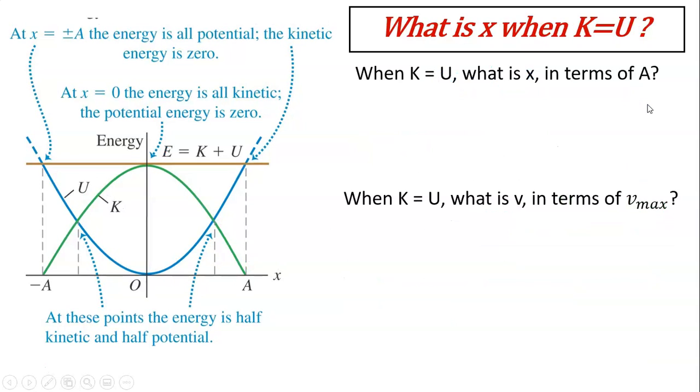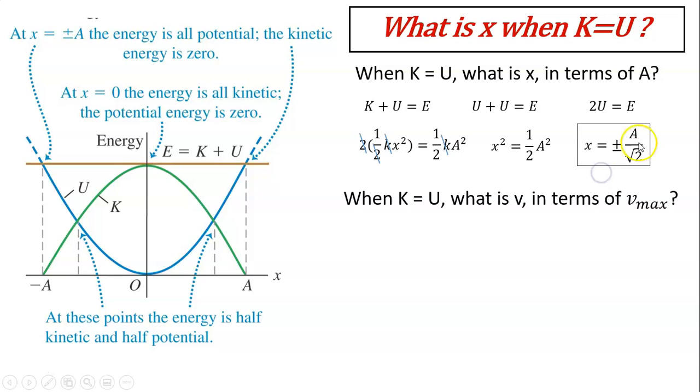What is x when K equals U? At this point, the two graphs intersect. So this is a special point when K equals U. How do we find x? We can use conservation of energy to find x. U equals 1/2 k x squared, and E is 1/2 k A squared. So we can find x as a function of A. x equals positive or negative A divided by square root of 2.